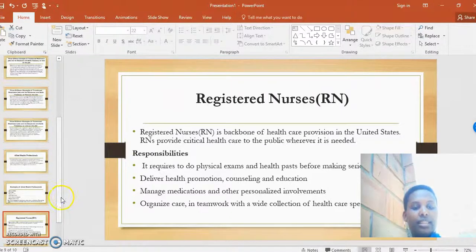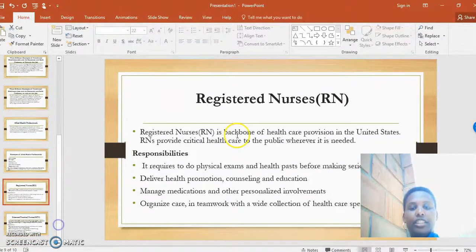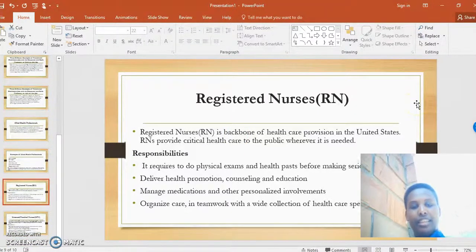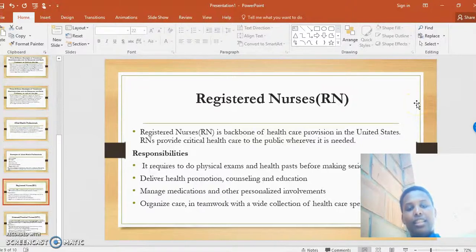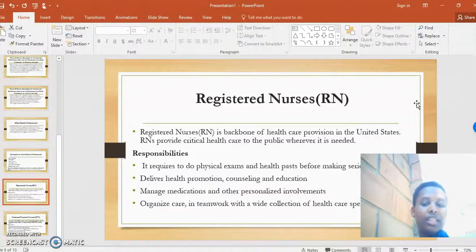Next slide is about registered nurse. Registered nurse, I found, is the backbone of healthcare provision in the United States. The registered nurse provides critical healthcare to the public wherever it's needed. Moving to their responsibilities.